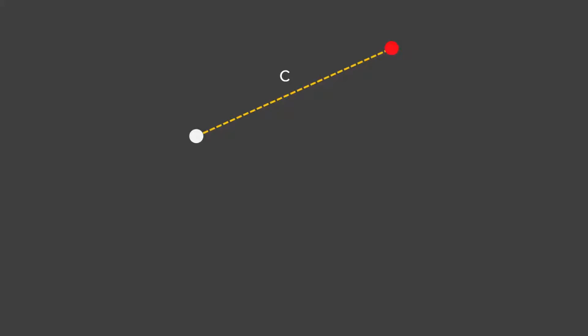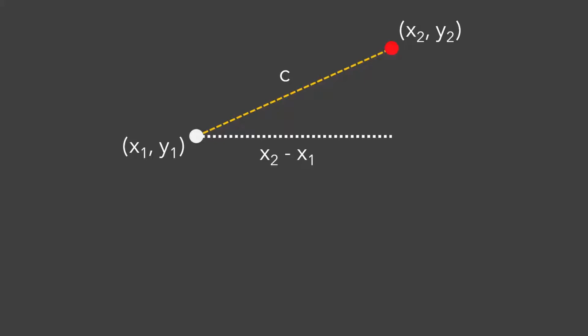We just take the 2 points which have their Cartesian coordinates x1, y1 and x2, y2, and we're going to construct a triangle where the base of that triangle is x2 minus x1 and the height, or the vertical component of that triangle, is y2 minus y1. And we can see in this triangle that C is our hypotenuse.